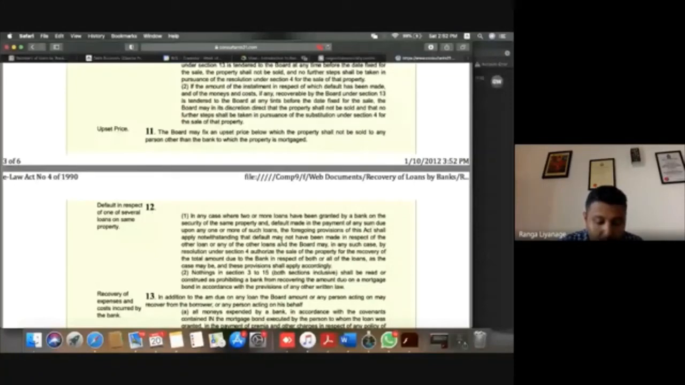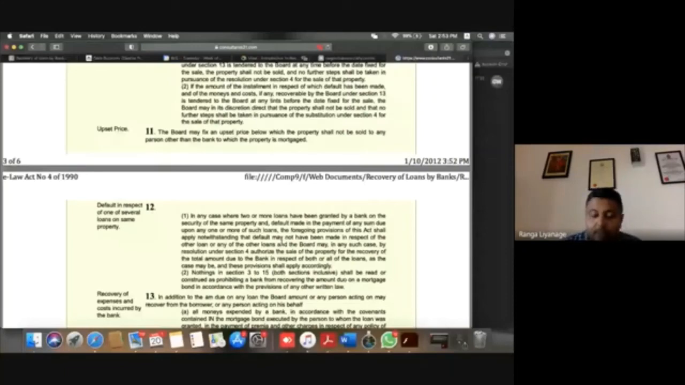So the bank can, by resolution under section 4, you remember the section 4 resolution, authorize the sale of the property for the recovery of the total amount due to the bank in respect of both or all the loans, right? Right. So the bank can recover the expenses, etc., and there will be a certificate of sale.